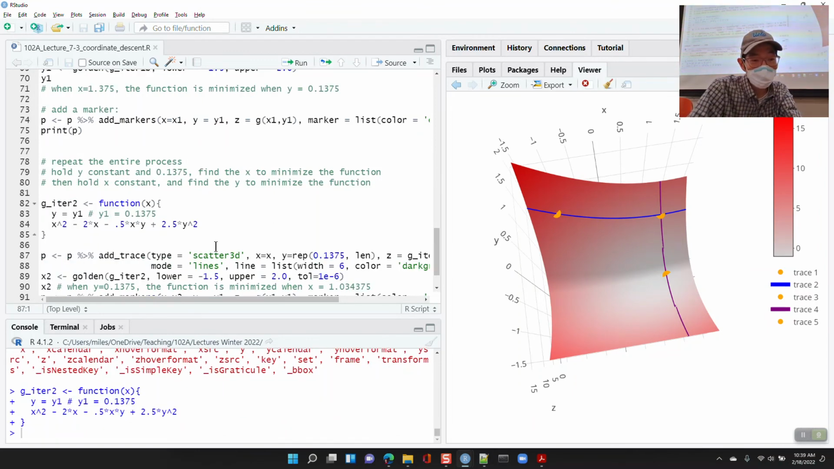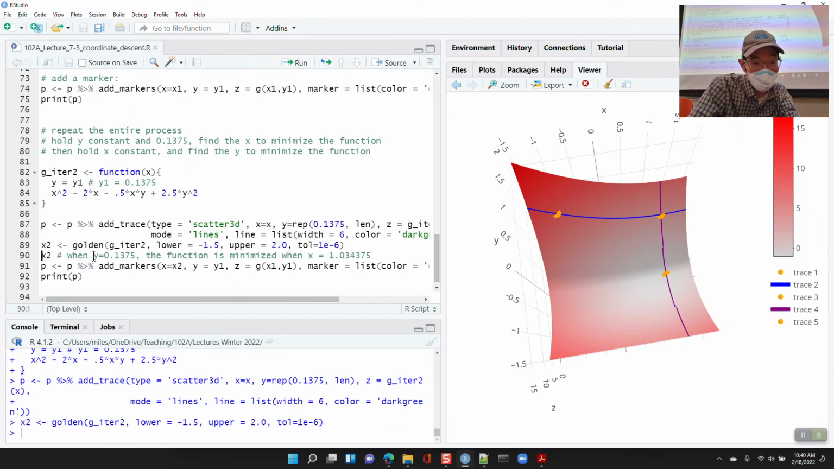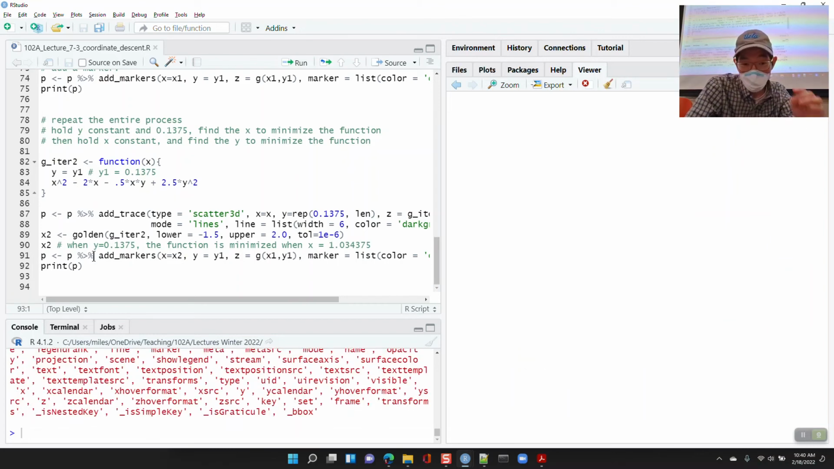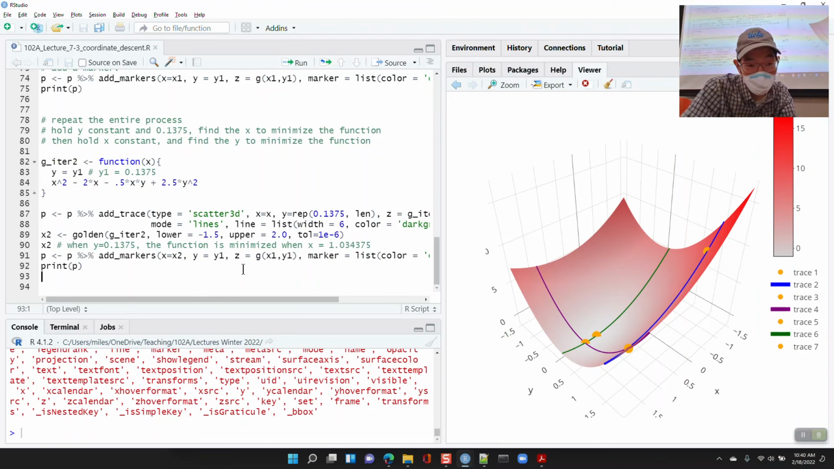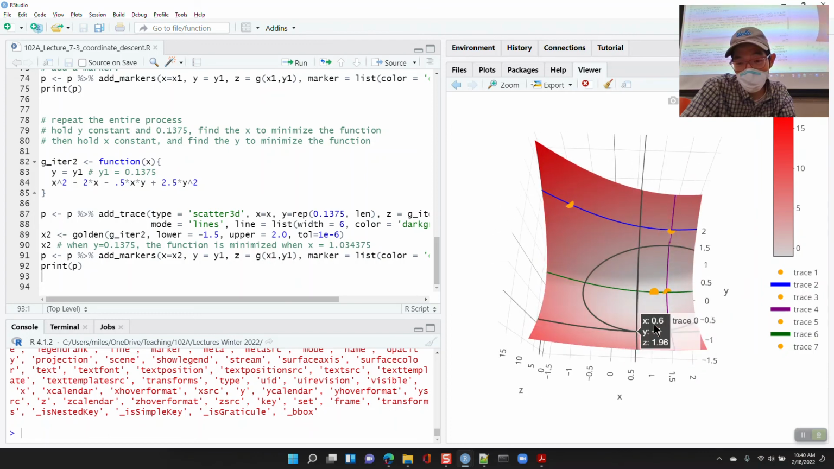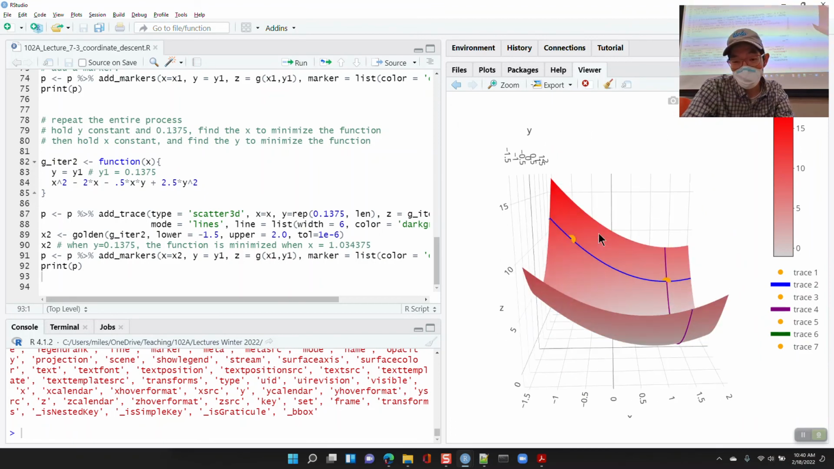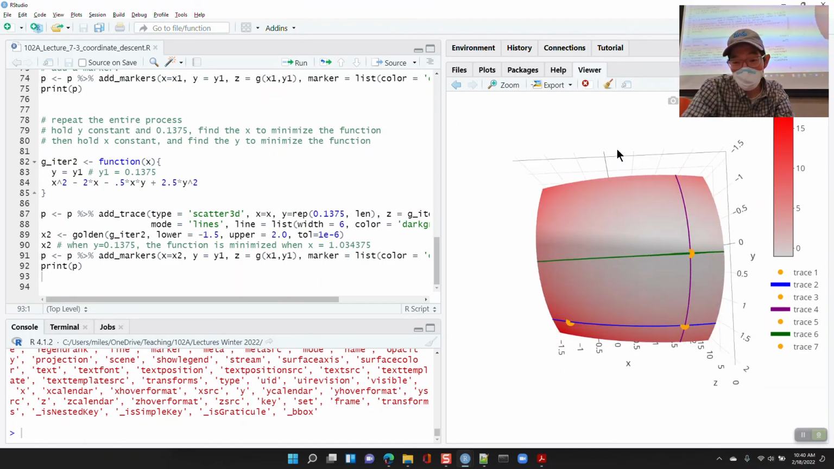Okay, so we're going to repeat this entire process. Now I go back and I'm going to say, okay, we're going to lock in y equal to 0.1375. And then let's add the trace there. And let's plot all of that. Okay, and so here I think I've done 2 steps at once. I've locked in y equal to 0.1375, and I got the green trace, this green trace right here, okay?